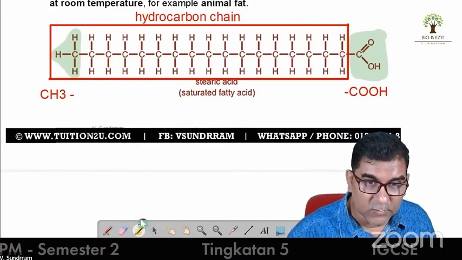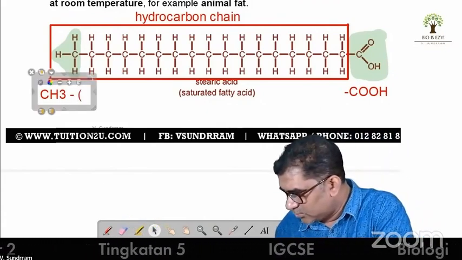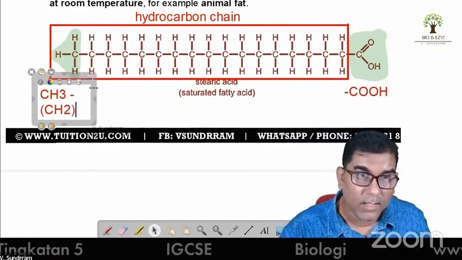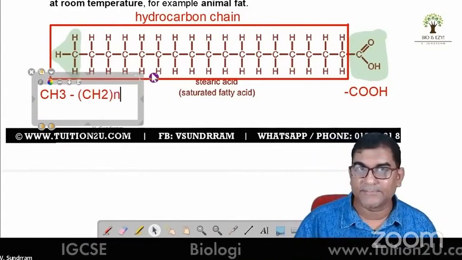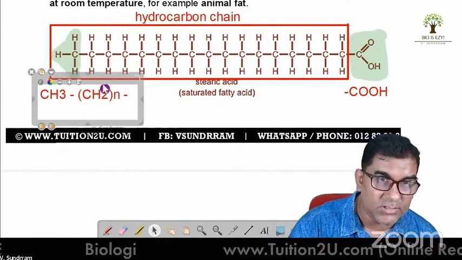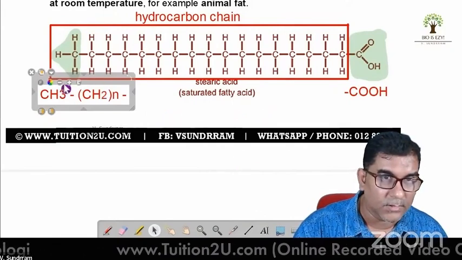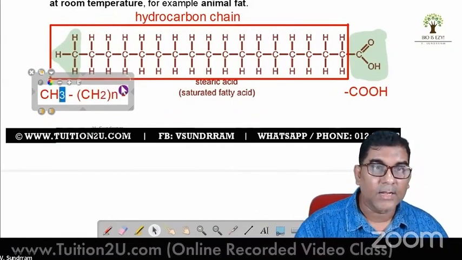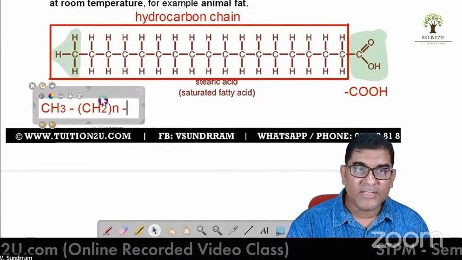So what we can do is put this in bracket. In bracket CH2. Now the CH2, how many do we have? We don't know. So we put n. Another dash. So this is CH2, and this is CH3. Now at the end, it ends with what? How many CH2? We don't know.